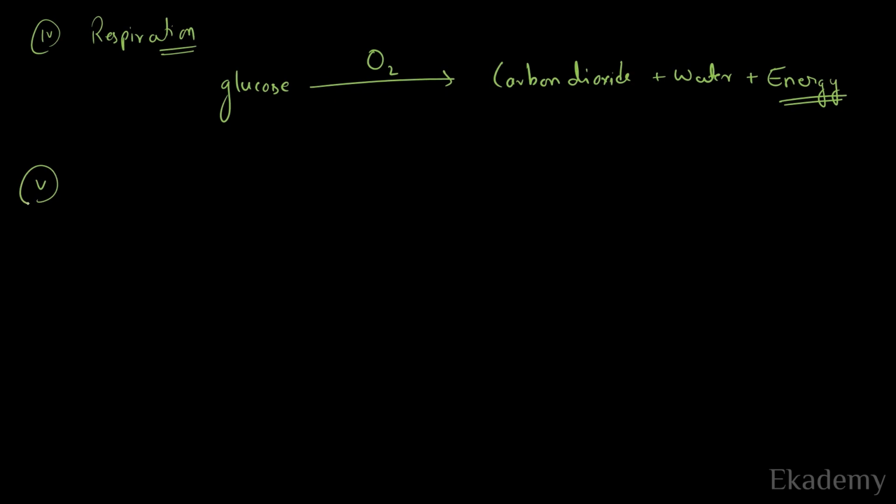Now there are several other processes also. For example, photosynthesis is also a type of chemical reaction. Cooking of food is also a chemical reaction. What happens in cooking of food is the cooked food is very soft, its texture is different, its taste is different, and hence there must have been some changes in its structure, in its chemical nature, and hence it is a chemical reaction.